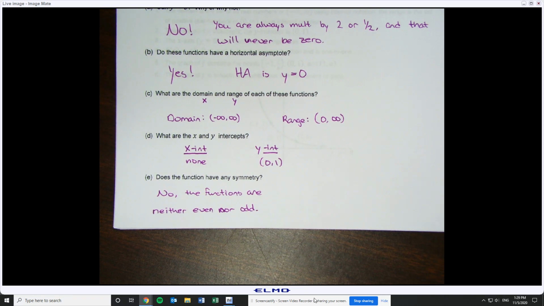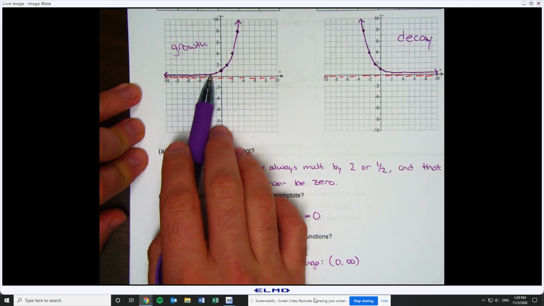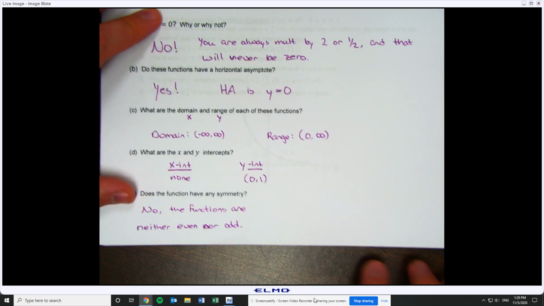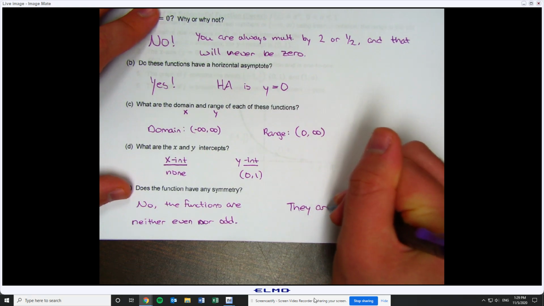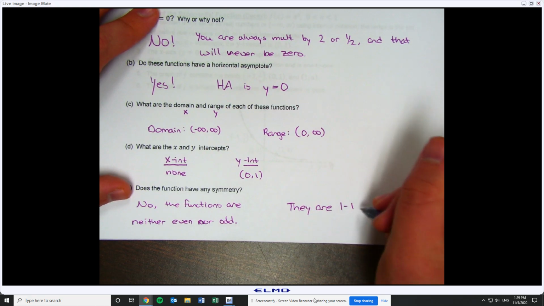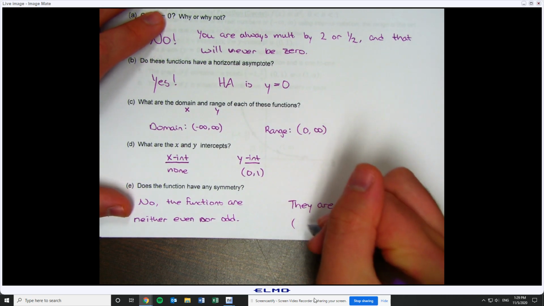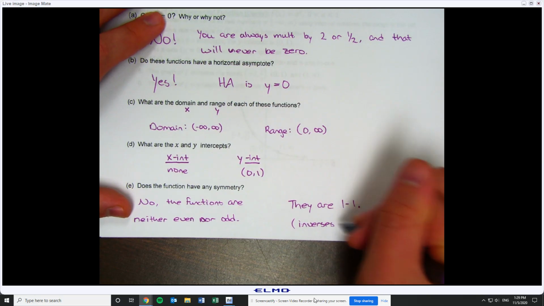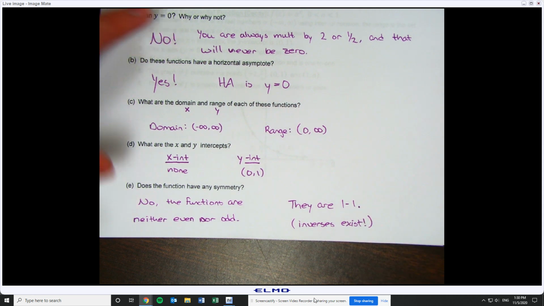But one thing that we can see is that they're one-to-one. No matter where I draw a line, because these are constantly getting a little bit smaller every time, I will never repeat. So right here, they are 1-to-1. That means that we can find an inverse. So inverses exist. That's important. And that's what we'll do next time.